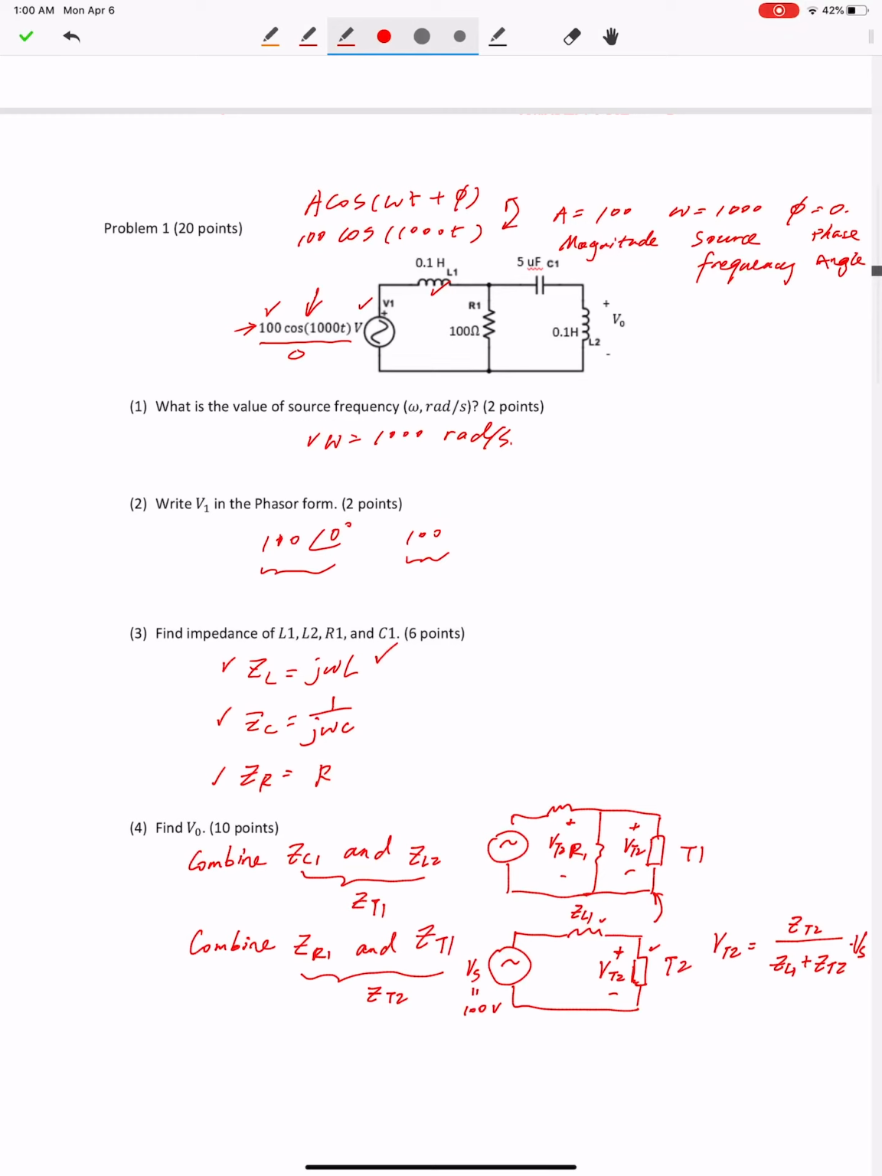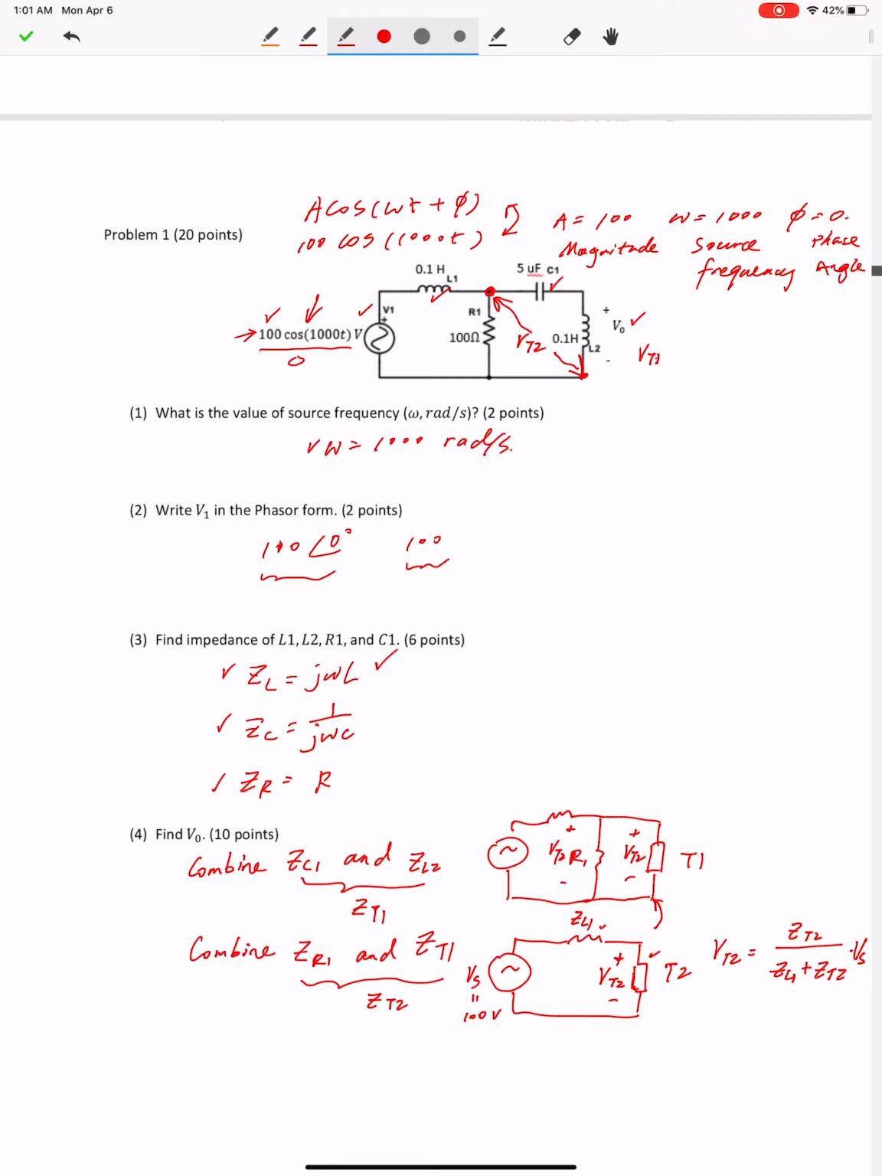I don't want to redraw it, so let me directly indicate in this diagram. The voltage between these 2 points is VT2, okay? And you can see VT2 consists of C1 and L2. So VT2 equals VC1 plus VL2. Therefore, you know the impedance of C1 and the impedance of L2.